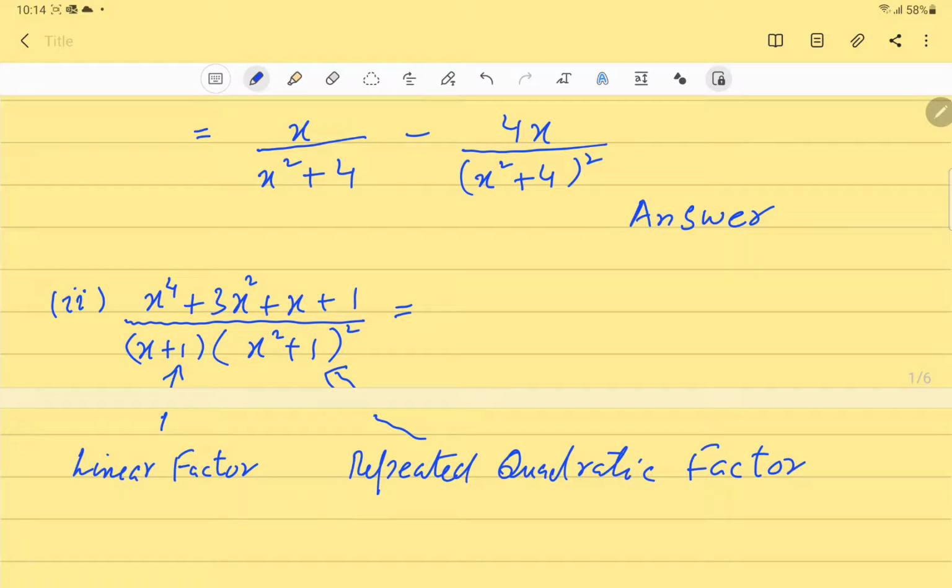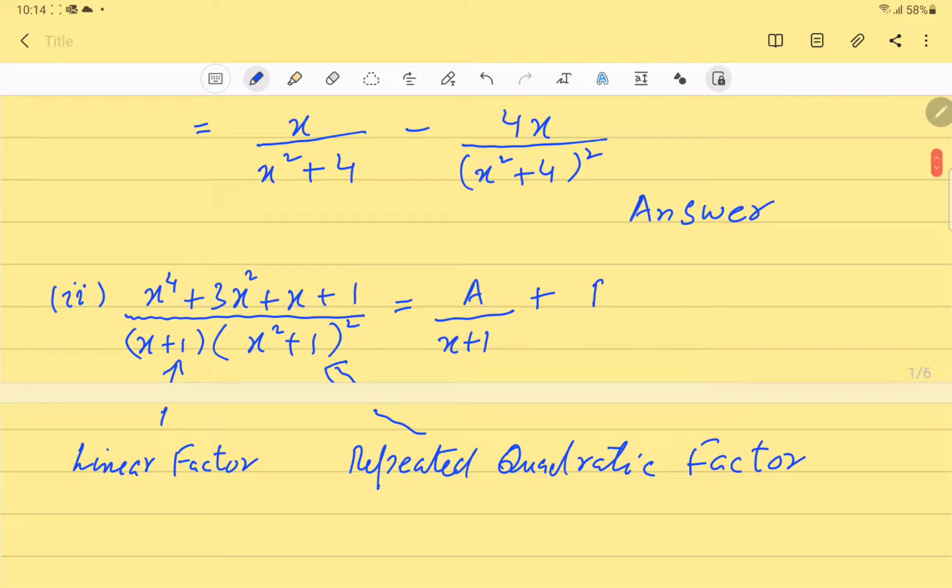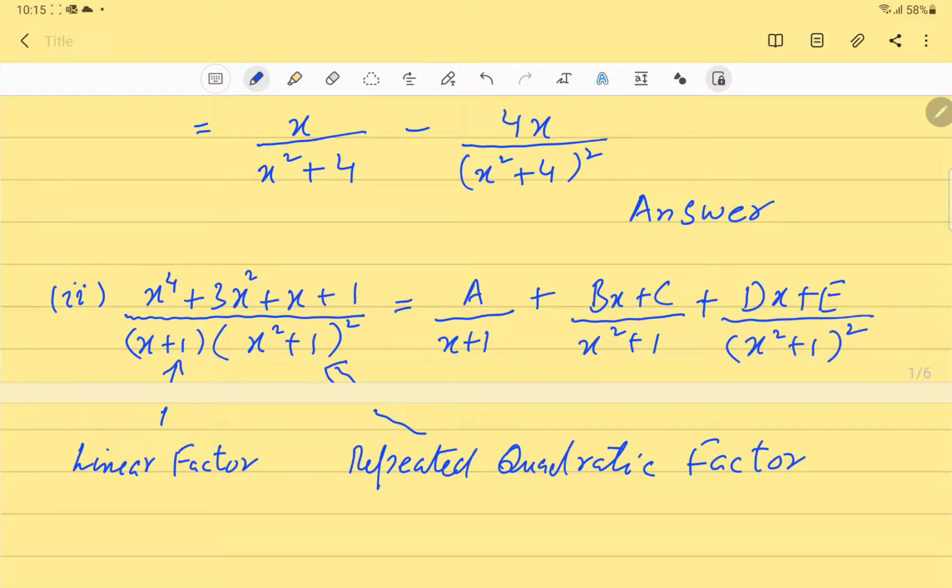Okay, so first of all we'll write for the linear factor. It will be very simple, a over x plus 1. Then we will write for the quadratic factor, which will be bx plus c over x squared plus 1, and then for the repetition it will be dx plus e over x squared plus 1 whole squared.